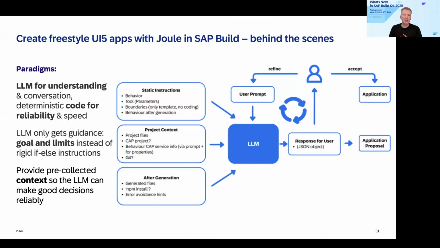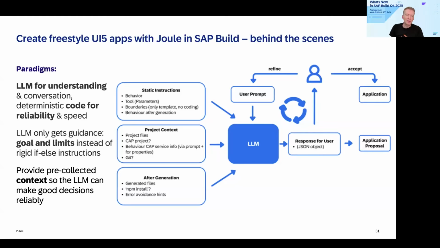But we use, in this case, deterministic code with a template for getting a reliable starting point for your application and for speed. And as I just said, the LLM only gets the guidance, like the goal it has to achieve and the limits, and no concrete instructions. If the user asks for this, then we do that, but it's free to act within those limits, so to say. And this gives a nice conversation experience, I think.